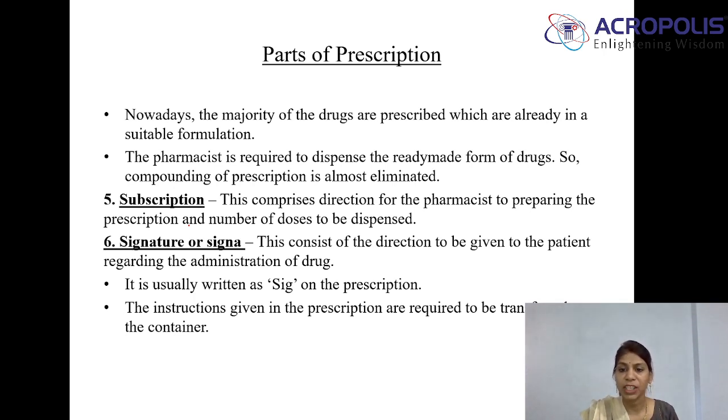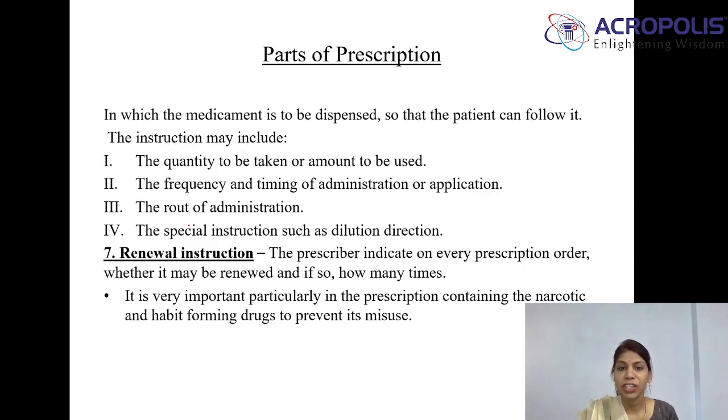This consists of the directions to be given to the patient regarding the administration of the drug. It is usually written as a sign on the prescription. The instructions given in the prescription are required to be transferred to the container in which the medicament is to be dispensed, so that the patient can follow it. The instructions may include the quantity to be taken or the amount to be used. Next, the frequency and the time of administration or application. Third, the route of administration. Fourth, special instructions such as dilution and directions.